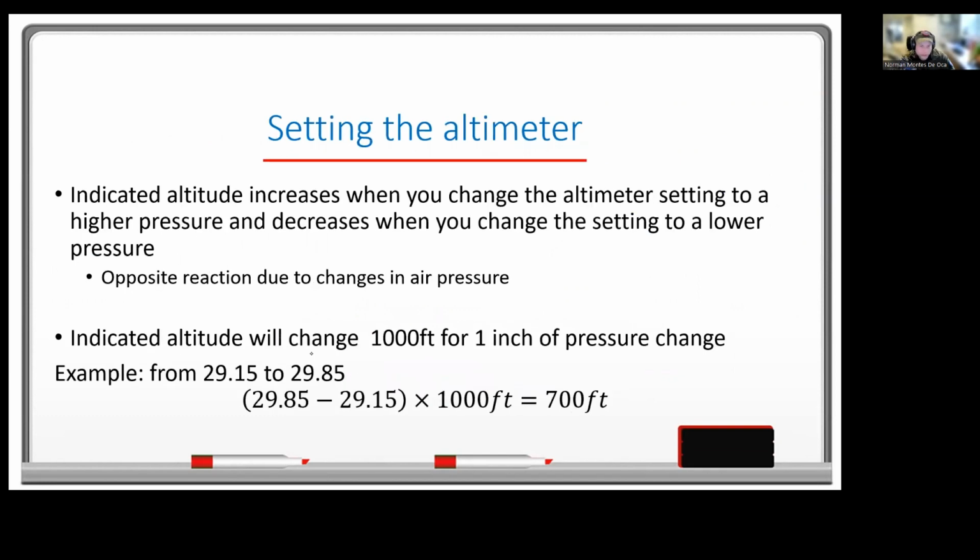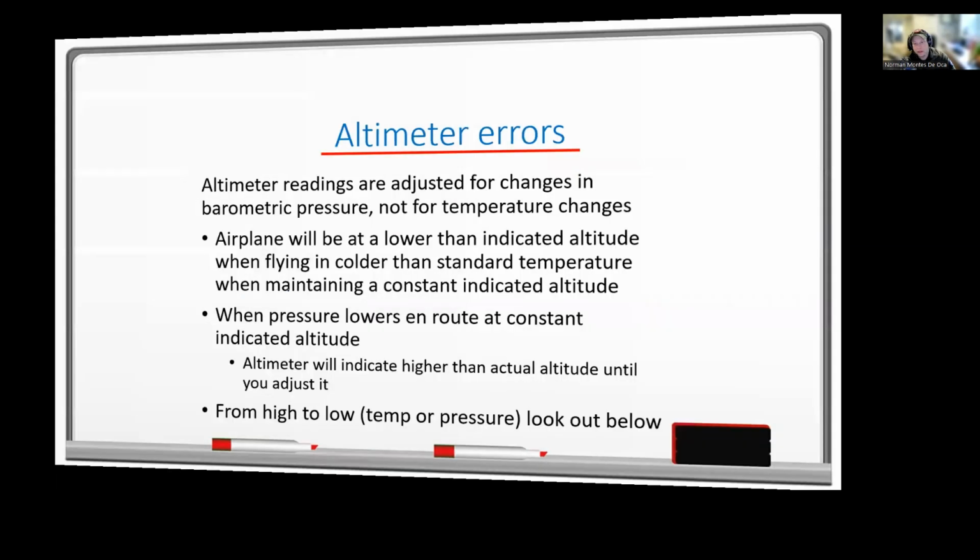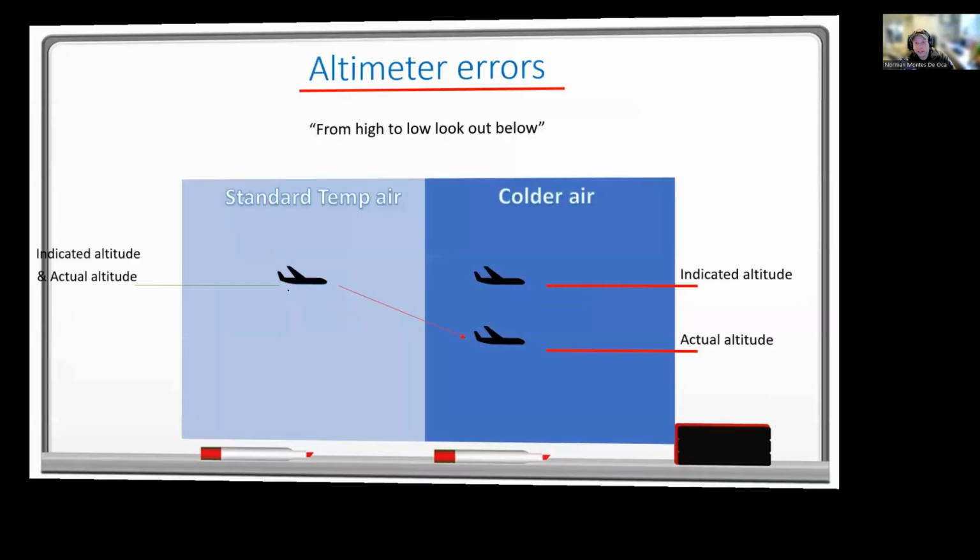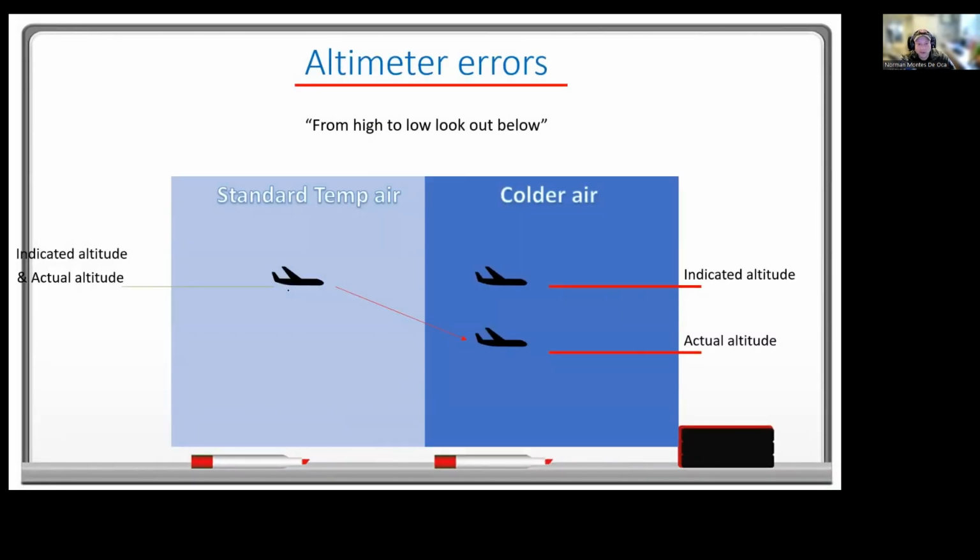This is a wall of text. Basically, you want to make sure that your altimeter is set correctly. We care because if it is not set correctly, you can have an incorrect reading on your altimeter. We use the mnemonic: from high to low, look out below. If you are going from high temperature to cold temperature air without resetting your altimeter, you will believe you're at altitude when you are actually descending and lower than your indicated altitude. So from high temperature to low temperature, from high to low, look out below.